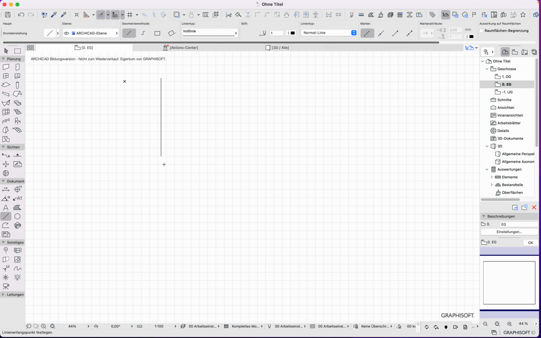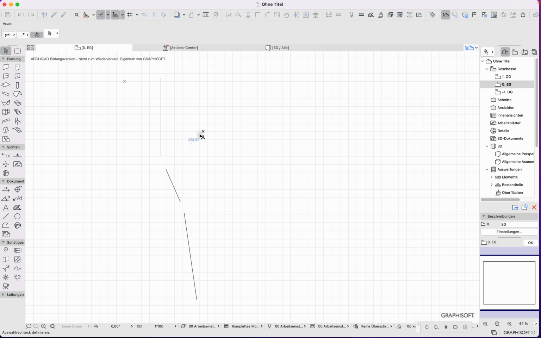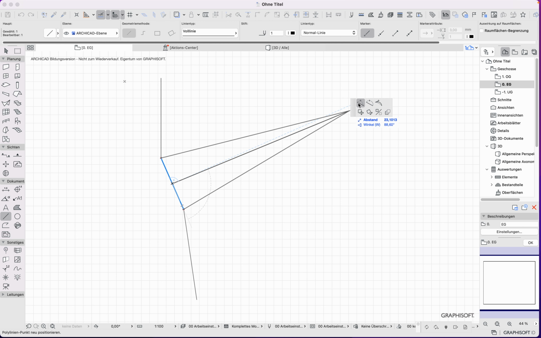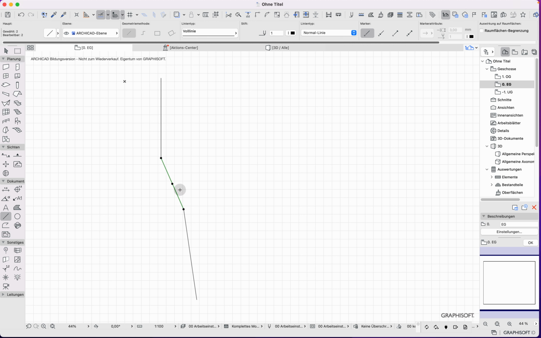Line, some line, some other angle. I just connect them with connecting. Then I divide this into the same point.